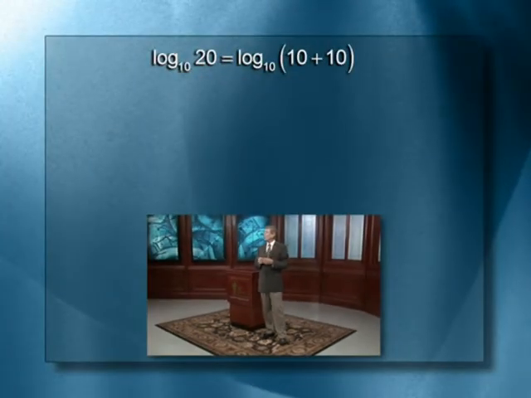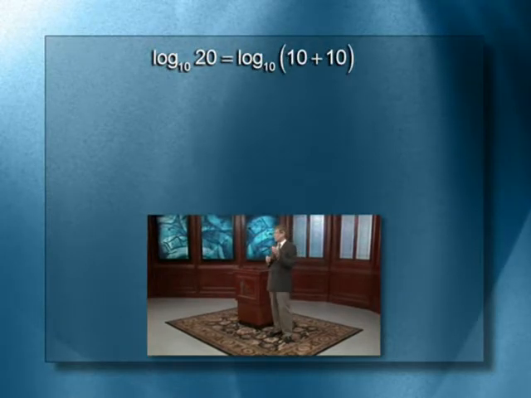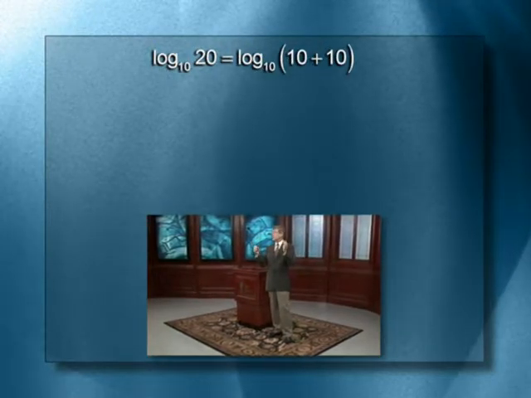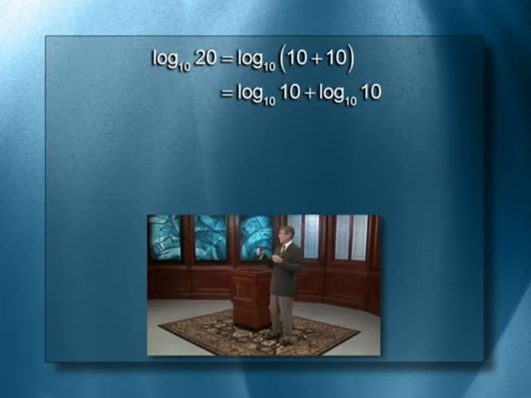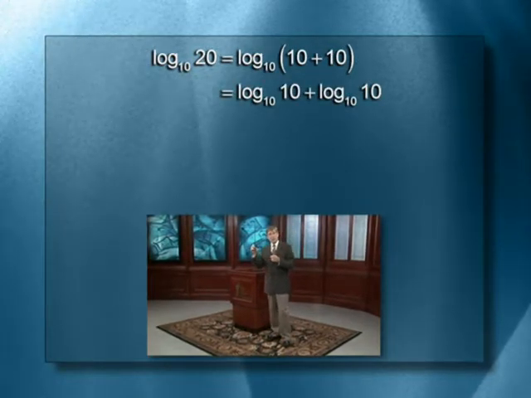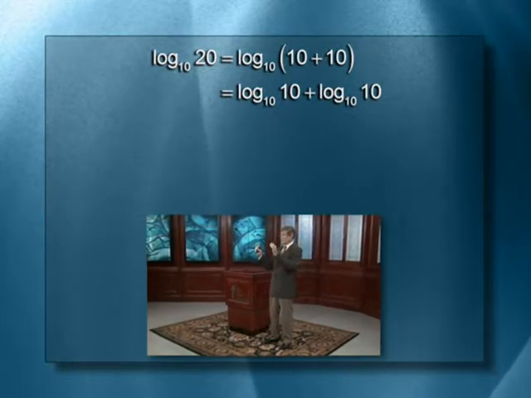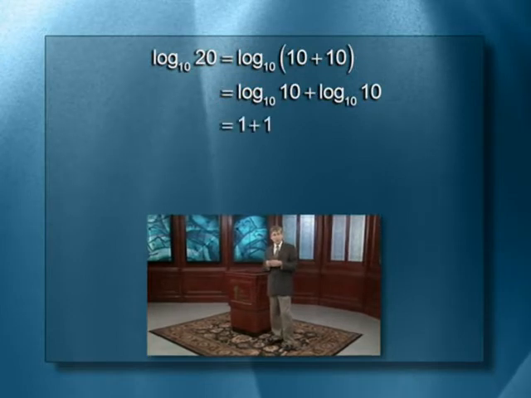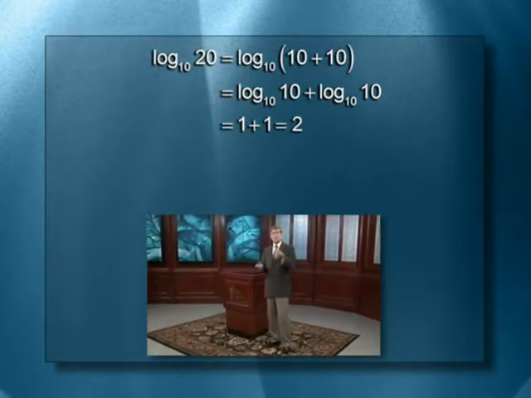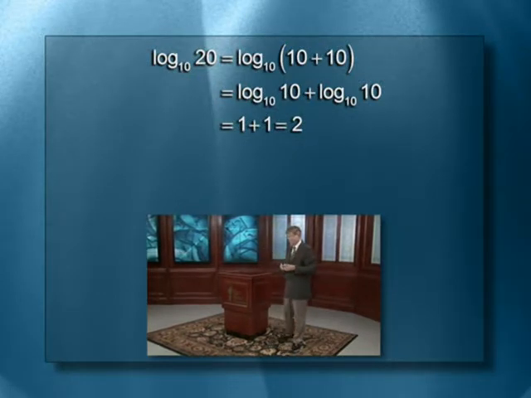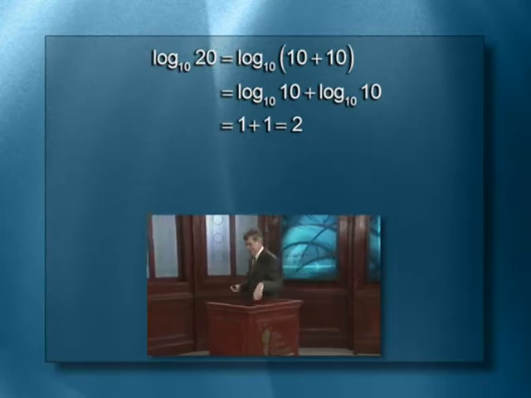Student writes the log base 10 of 20 equals the log base 10 of the sum 10 plus 10. And then the student writes that's equal to log base 10 of 10 plus log base 10 of 10. And then the student says, oh, each of these is log base 10 of 10, that's equal to 1. So it's 1 plus 1, and 1 plus 1 is 2. So the final answer is 2. Student circles the answer. That's my answer, teacher. How would you grade it?